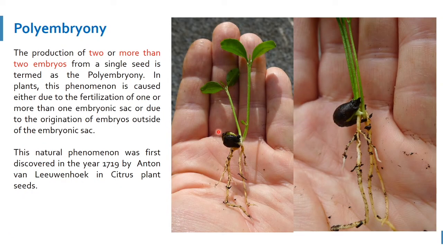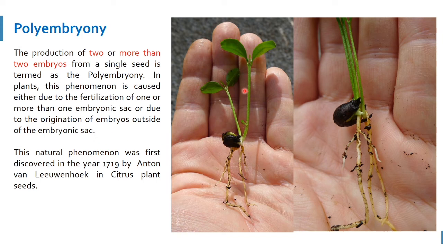Then coming to polyembryony, the production of two or more than two embryos from a single seed. Like you have seen, it is a single seed, but there are two embryos or two germinating plants. And in this case, there is a single seed, but there are three plants. So the production of two or more embryos from a single seed is termed polyembryony. It is caused due to fertilization of one or more than one embryo sac, or due to origin of embryos outside of the embryo sac.